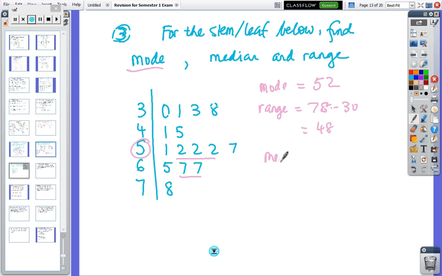And to find the median, which is a bit harder, we need to know how many scores we've got. So 1, 2, 3, 4, 5, 6, 7, 8, 9, 10, 11, 12, 13, 14, 15. So the middle of 15 will be the 8th score. And so just count. 1, 2, 3, 4, 5, 6, 7, 8. So the median is 52.